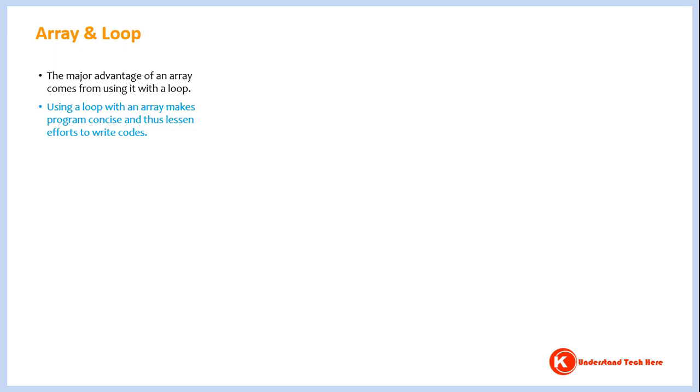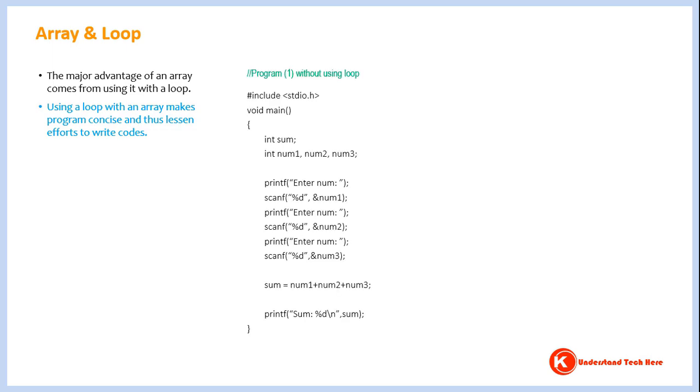As we said earlier, an array feature makes it possible to reserve a large number of locations in memory at one go. However, the major advantage of an array comes from using it with a loop. Let's take an example to see how this is the case. This is a program without using array and loop. This is a program using array with loop.